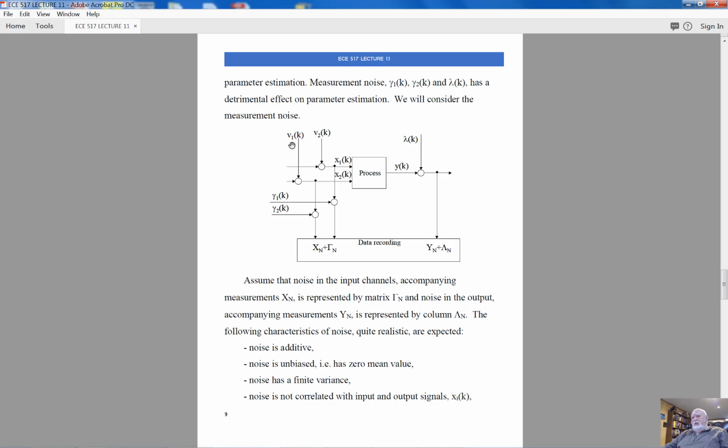I want you to take a look at two signals, V1 and V2. They are injected into the input of the system. The signals will be added to x1 and x2, and these inputs, V1 and V2, will surely result in additional variability of the output of the process y.